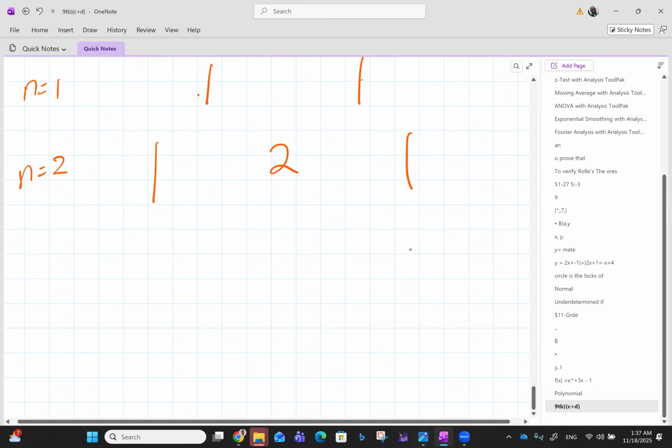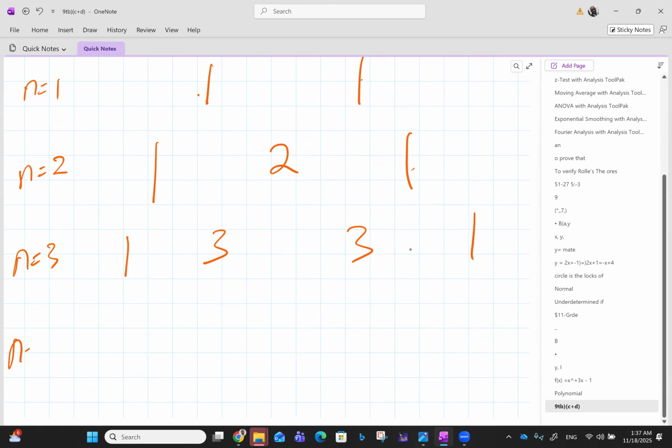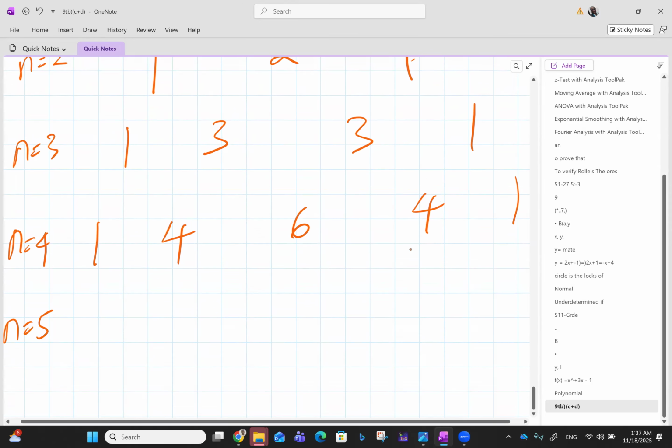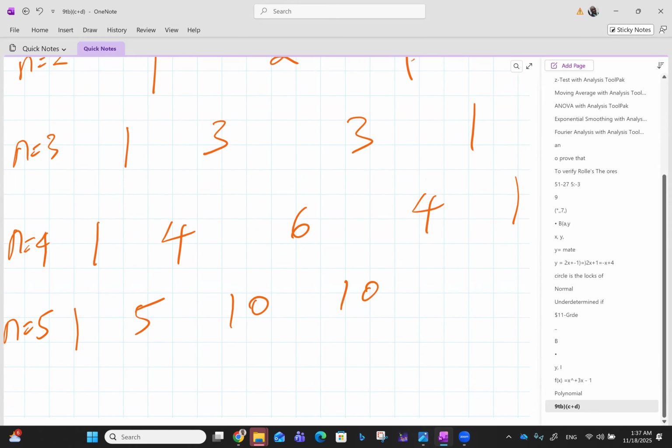If you go to n equals 3, what do you have? You have 1, 1 plus 2 is 3, 2 plus 1 is 3, and then 1. That's for n equals 3. For n equals 4, you have 1, 1 plus 3 is 4, 3 plus 3 is 6, 3 plus 1 is 4, and then another 1. If you have (a + b) raised to power 5: 1, 1 plus 4 is 5, 4 plus 6 is 10, 6 plus 4 is 10, 4 plus 1 is 5, and then 1. And then it goes on like that.